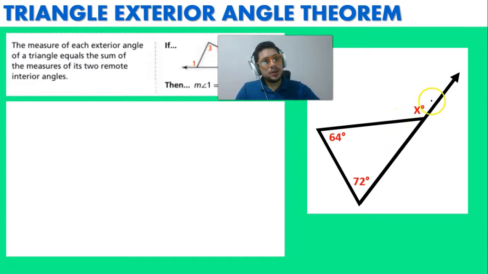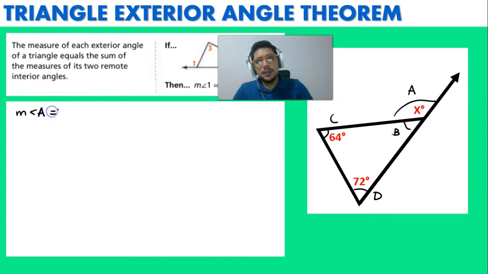So let's say we wanted to find the value of x, right? There are actually two ways in which we can do this. The first one, and the easiest way, is using the triangle exterior angle theorem. So the measurement of angle, let's call it angle A, let's call this angle B, let's call this angle C, and let's call this angle D. So the measurement of angle A, because of the triangle exterior angle theorem, is going to be equal to the measurement of angle C plus the measurement of angle D.